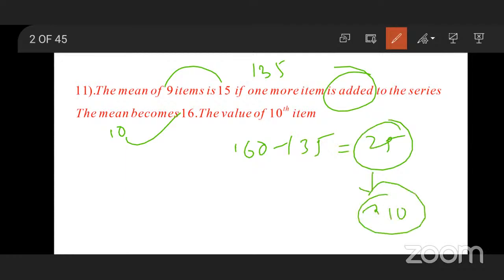Simple. What is given? 9 items are given. 9 into 15 is equal to 135. What do we get? We get 135. Then after adding one item, the mean becomes 16. When you add one item, 9 plus 1 is equal to 10. 10 into 16 is equal to 160.